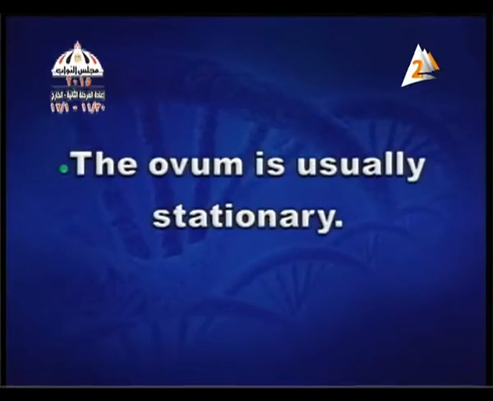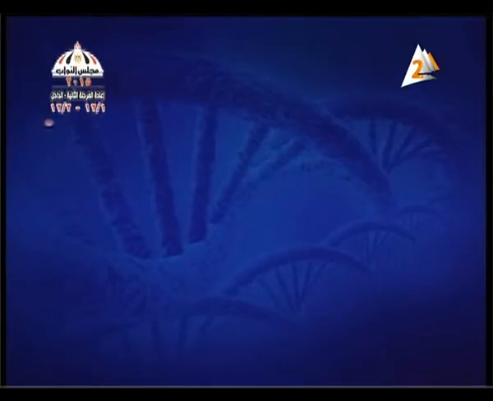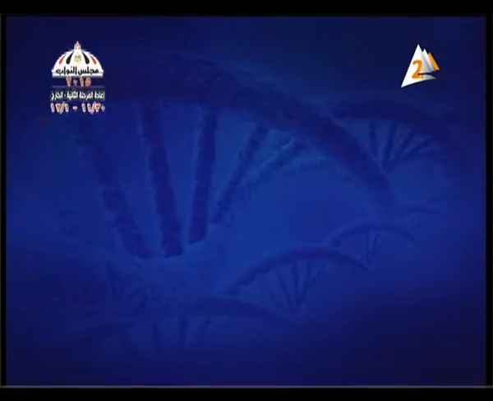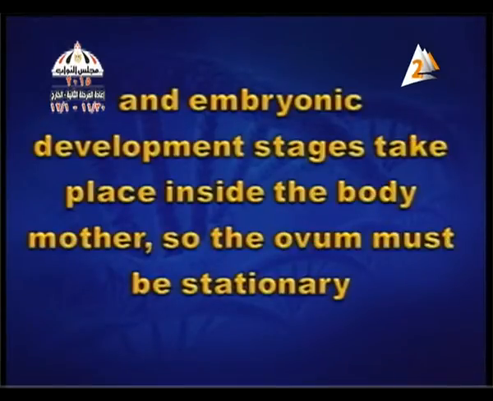Once again, the ovum is usually stationary. Why can the ovum not move, stay in its place? As I said before, because the ovum has no locomotory organ, and in most animals, fertilization and embryonic development stages take place inside the body of the mother. So the ovum must stay in its place.